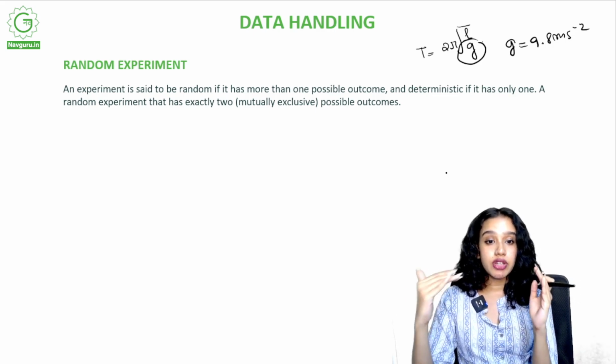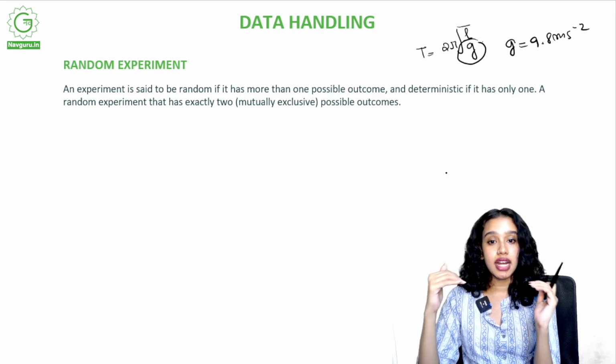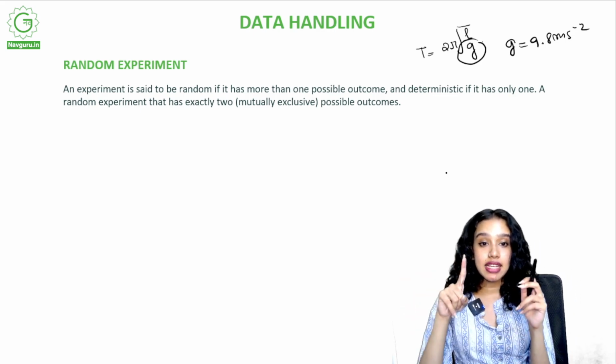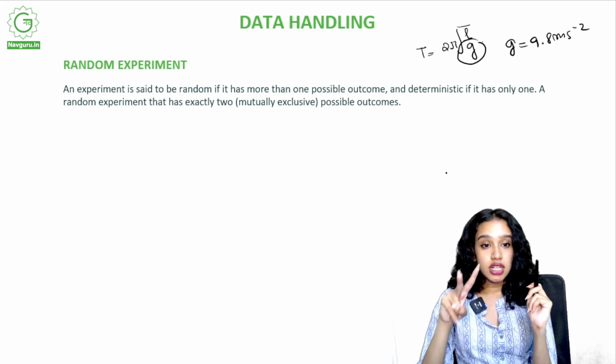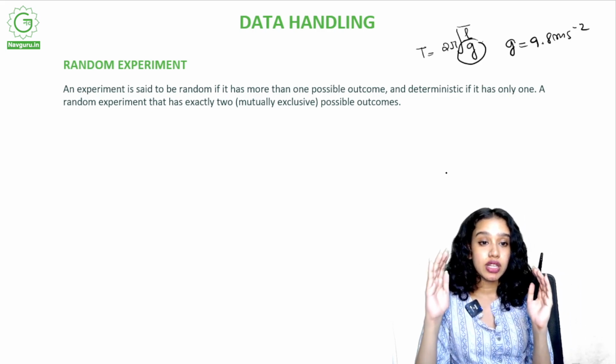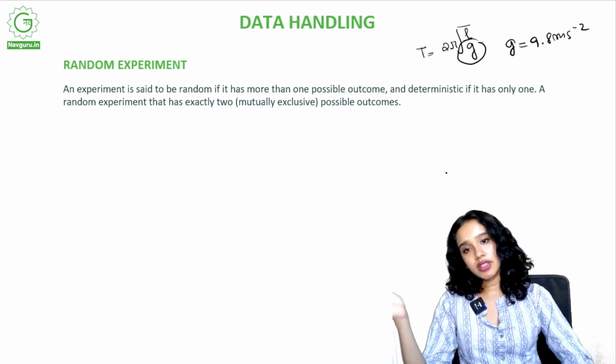So this kind of experiment, where we have more than one possible outcome, is called a random experiment. And if a random experiment has exactly 2 mutually exclusive possible outcomes, like heads or tails, right?